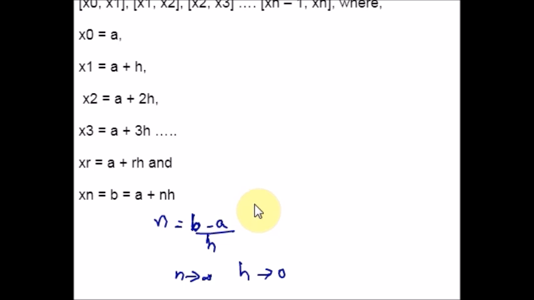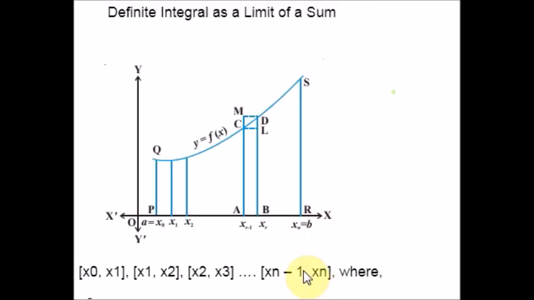Now the region PRSQP under consideration is the sum of all the n subregions, where each subregion is defined on the subinterval [x(r-1), xr], where r is equal to 1, 2, 3 to n. Now look at the region ABDM in this figure.